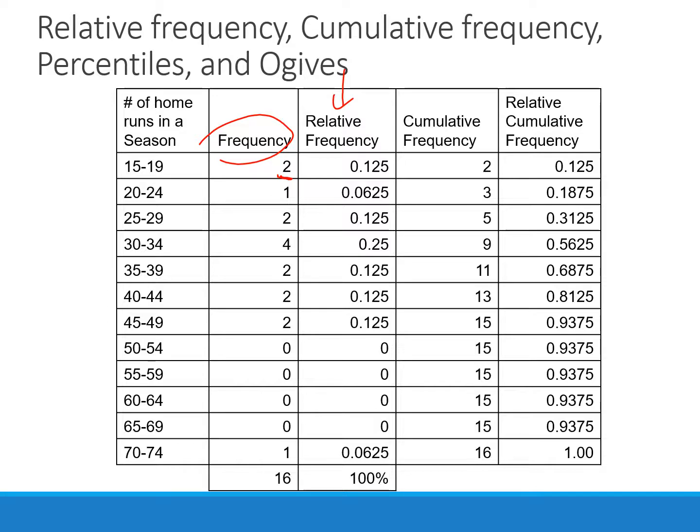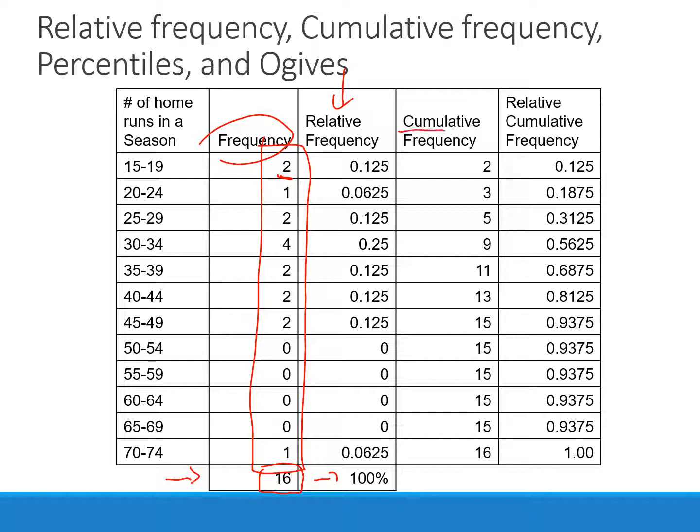So 2 over the total number of seasons. Now, when you look at the bottom of a table and you see a number in a box like that, this 16 is just the sum of all of these frequencies. Okay, this 100% is just the sum of all those relative frequencies.